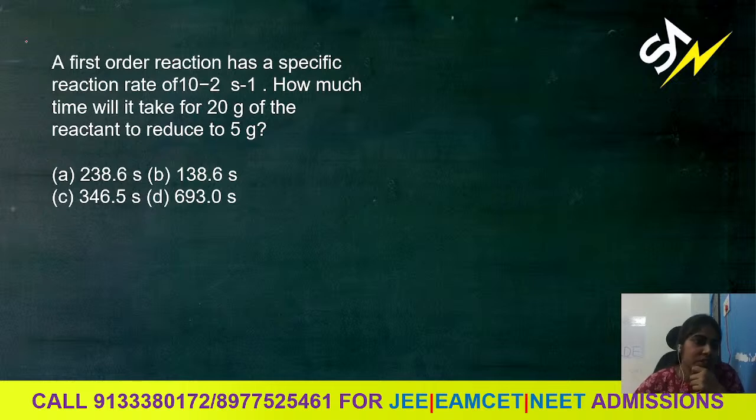Let's see a problem based on first order reaction. A first order reaction has a specific reaction rate of 10 to the power of -2 second inverse. So this is the value of K. K is equal to 10 to the power of -2 second inverse. How much time will it take for 20 grams of the reactant to reduce to 5 grams? Initial mass is 20 grams. Final mass is 5 grams. So they are asking us to find how much time it will take.